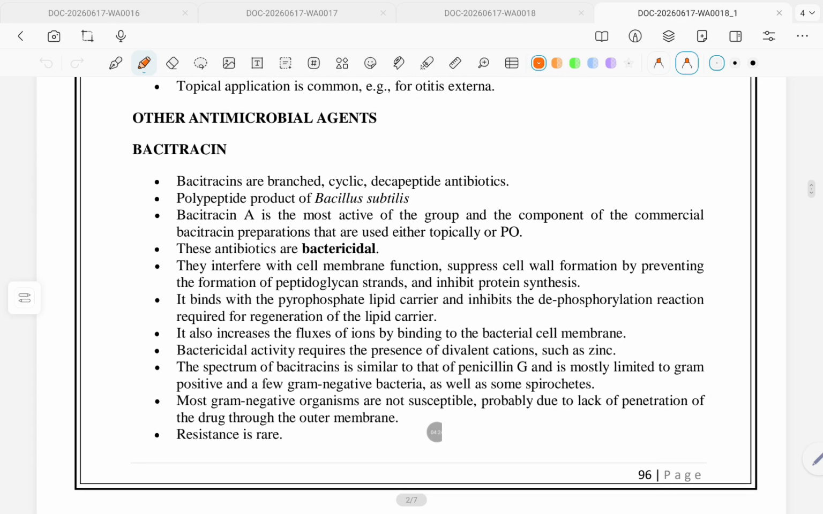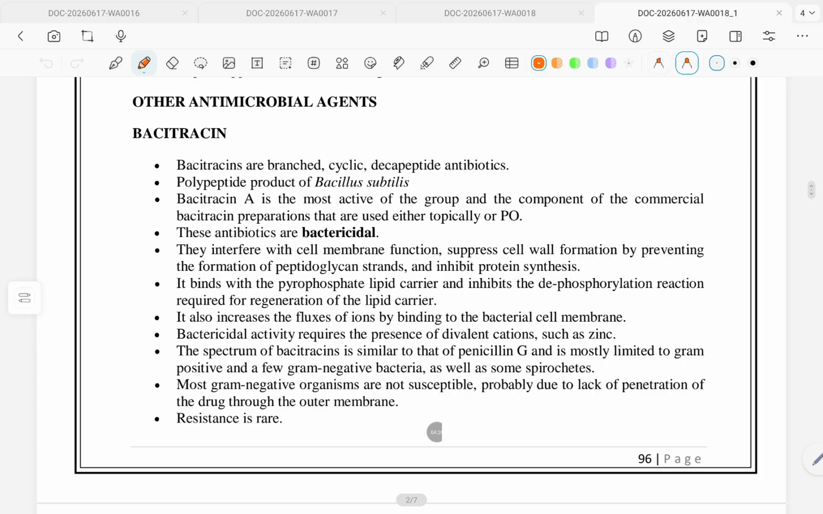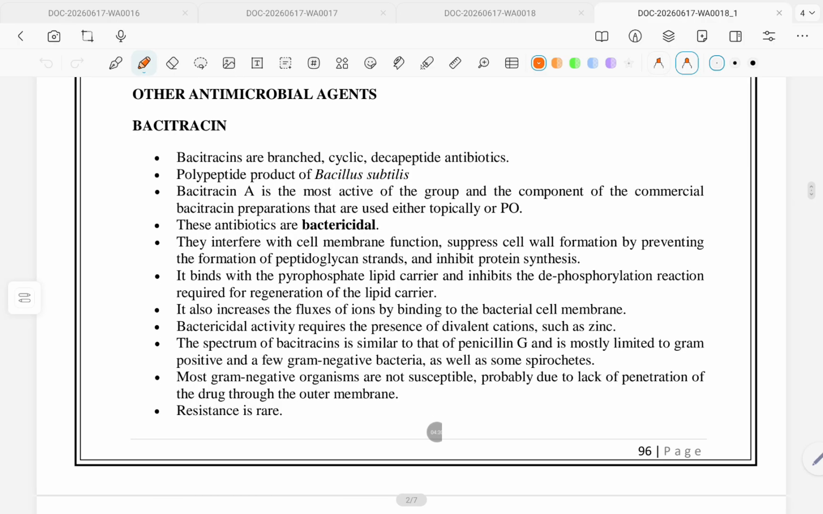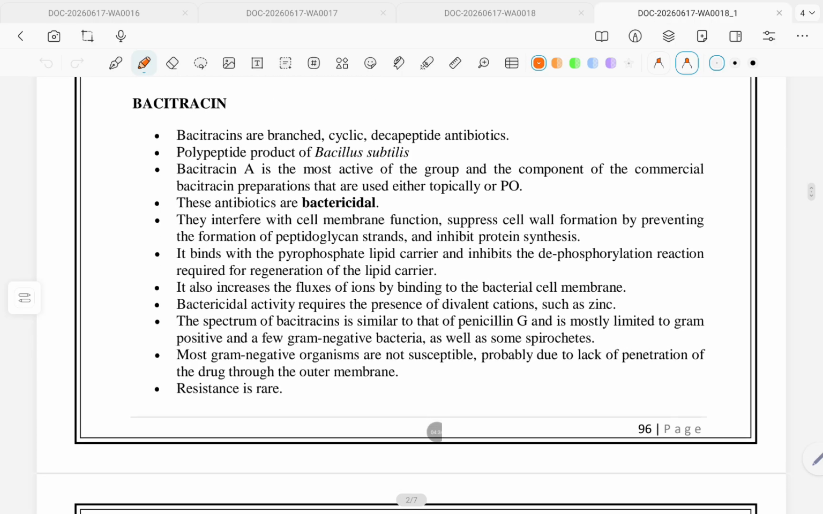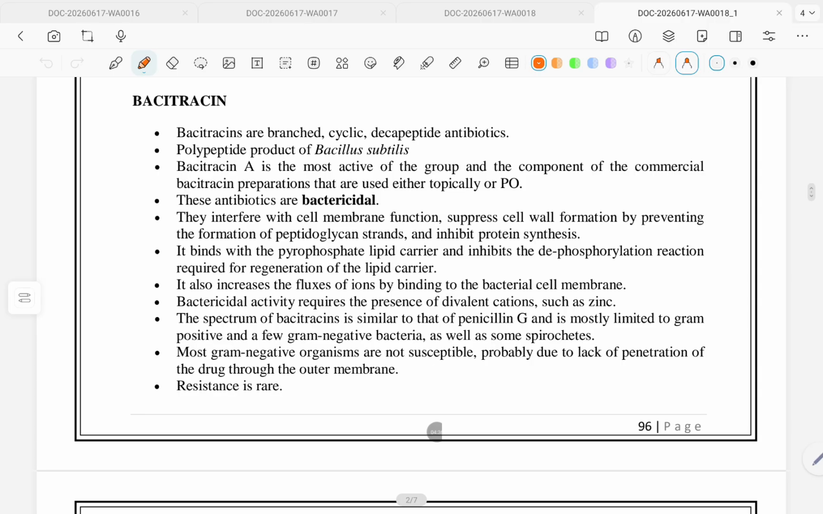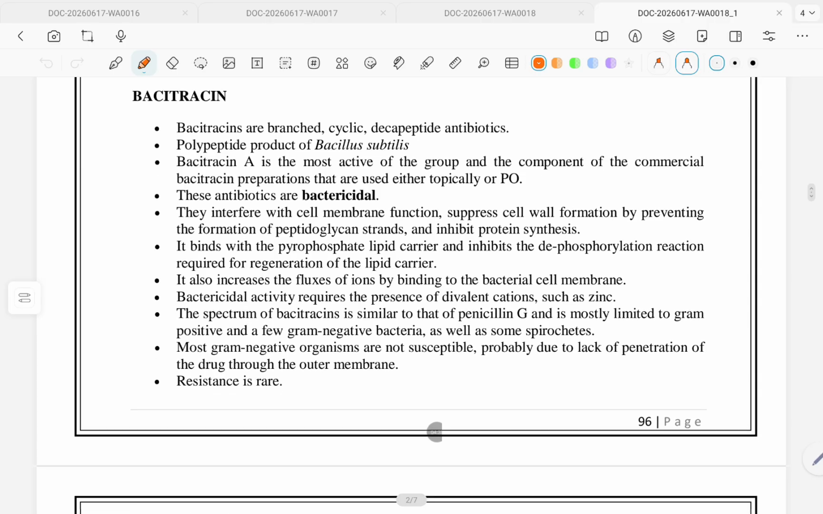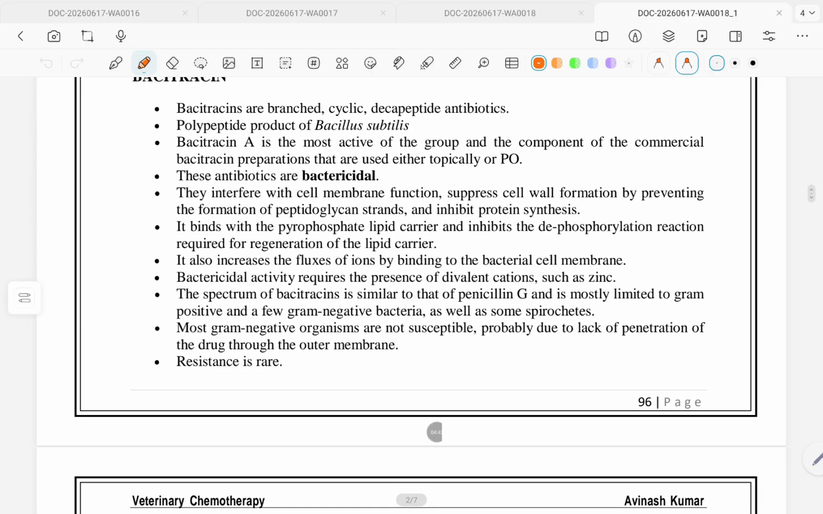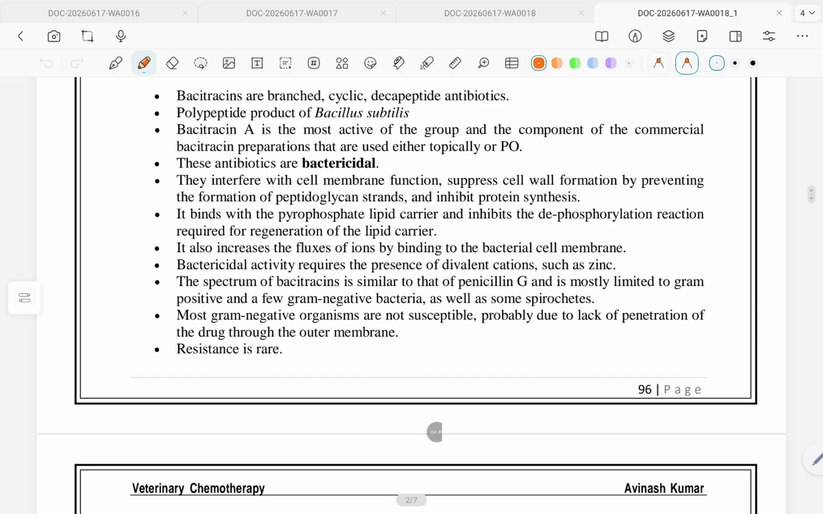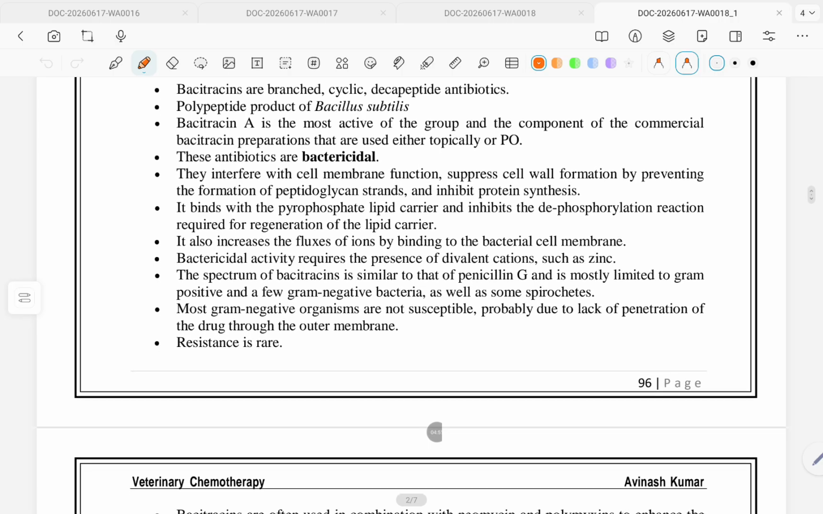Other antimicrobial agents. Bacitracins are branched cyclic decapeptide antibiotics, polypeptide products of Bacillus subtilis. Bacitracin A is the most active of the group and the component of the commercial bacitracin preparation that is used either topically or PO. These antibiotics are bactericidal.